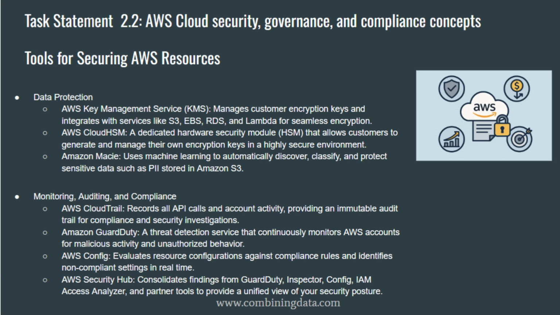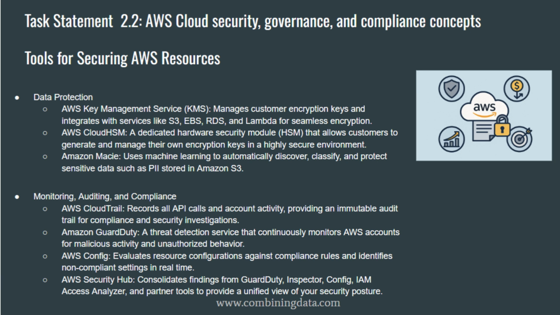Now let's see monitoring, auditing, and compliance, which is all about visibility and accountability. AWS CloudTrail is one of the most important services to remember for both security and the exam. CloudTrail records all API calls and account activity, who did what, when, and from where. These logs create an immutable audit trail that is essential for investigations, troubleshooting, and compliance audits.